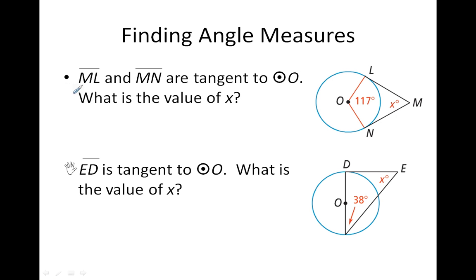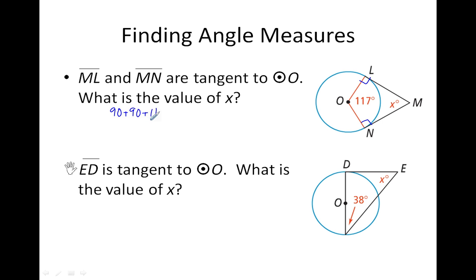For example, if segment ML and MN are tangent to circle O, well, that tells me that I have a right angle here and a right angle here. That helps me find the value of x because I have a quadrilateral, and I know that all the angles of a quadrilateral have to add up to 360.